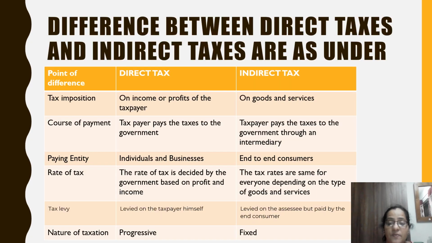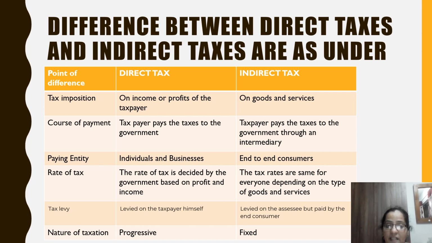Now, the difference between direct taxes and indirect taxes. First parameter, tax imposition. Under direct taxes, it is a tax on the income or profit of the taxpayer. Under indirect taxes, it is on goods and services. Course of payment: under direct taxes, the taxpayer pays the tax to the government. Under indirect taxes, the taxpayer pays the tax to the government through an intermediary.